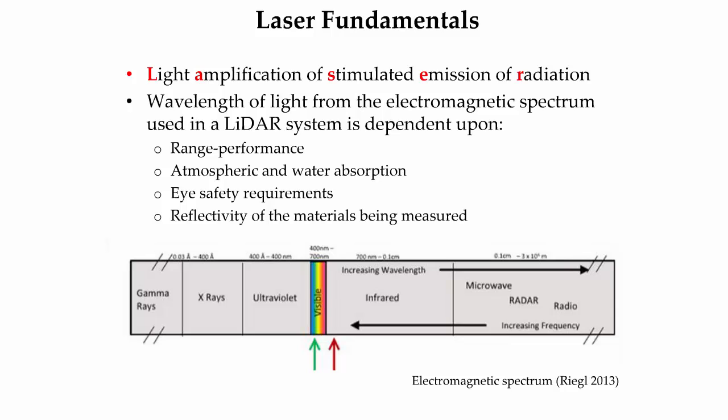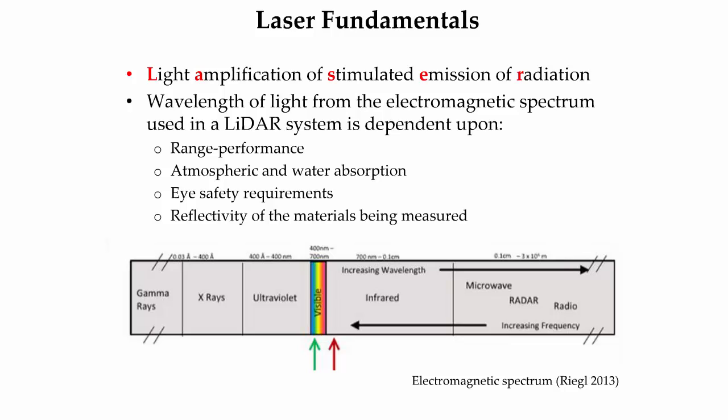Each LiDAR system uses collimated light from the electromagnetic spectrum ranging from ultraviolet through infrared. Collimated light is light whose rays are parallel. Without diffraction, these rays would spread without divergence over an infinite distance. The choice of wavelength for a particular system is dependent upon range performance, atmospheric and water absorption, eye safety requirements, and the reflectivity of the materials being measured.